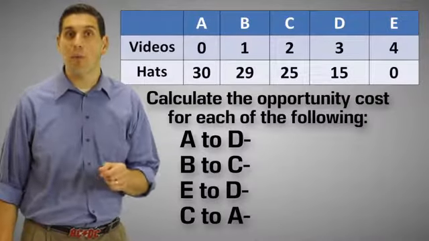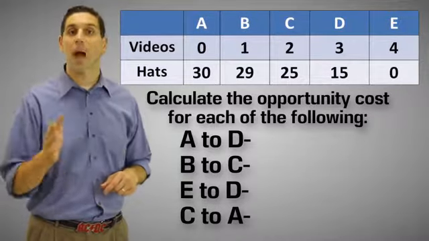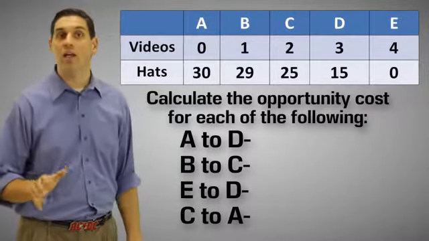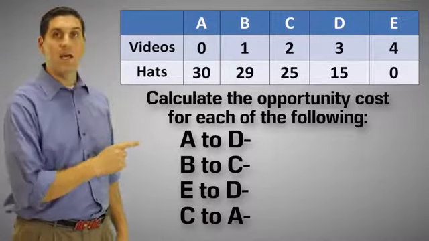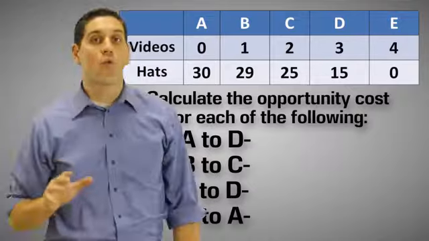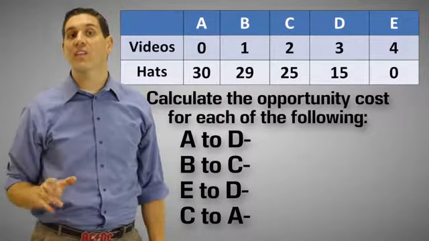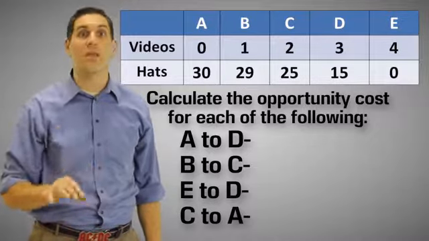Right now it's time for you to practice calculating opportunity cost. So I want you to use the table and figure out the opportunity cost from each one of these. So calculate the opportunity cost from A to D, from B to C, from E to D, and from C to A. Remember, opportunity cost is what we're giving up, and so look for the thing that we're losing. Don't forget to clarify if I'm giving up hats or if I'm giving up videos.